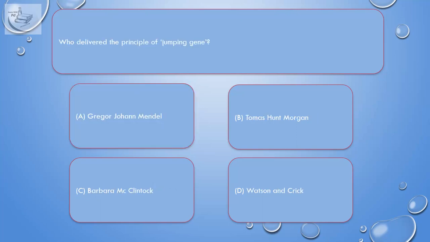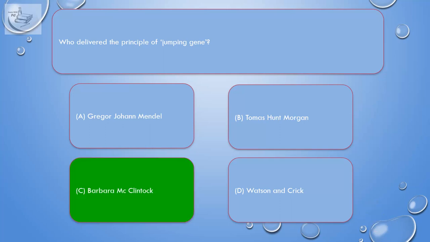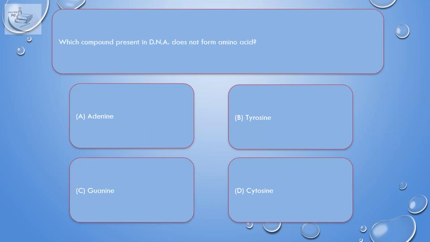Question: who delivered the principle of jumping gene? A. Gregor Johann Mendel, B. Thomas Hunt Morgan, C. Barbara McClintock, D. Watson and Crick. Correct answer is C. Barbara McClintock. Question: which compound present in DNA does not form amino acid? A. Adenine, B. Tyrosine, C. Guanine, D. Cytosine. Correct answer is B. Tyrosine.